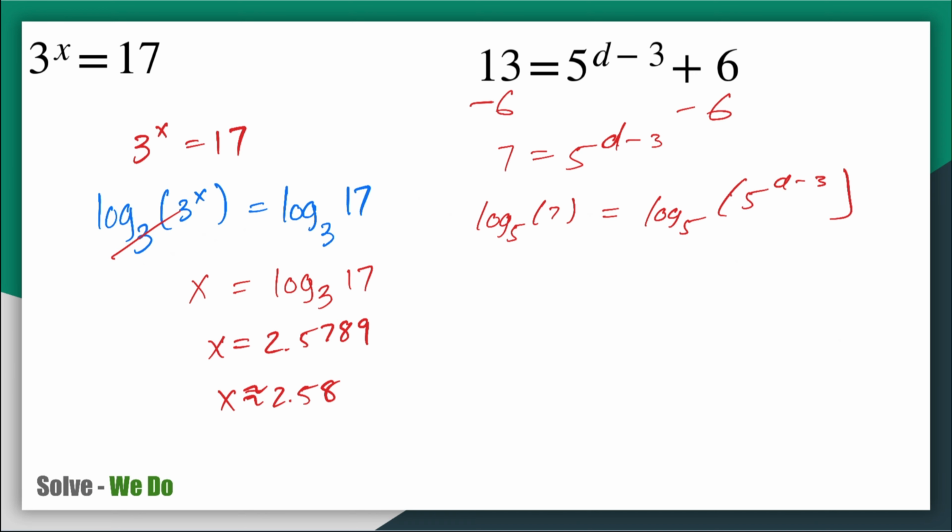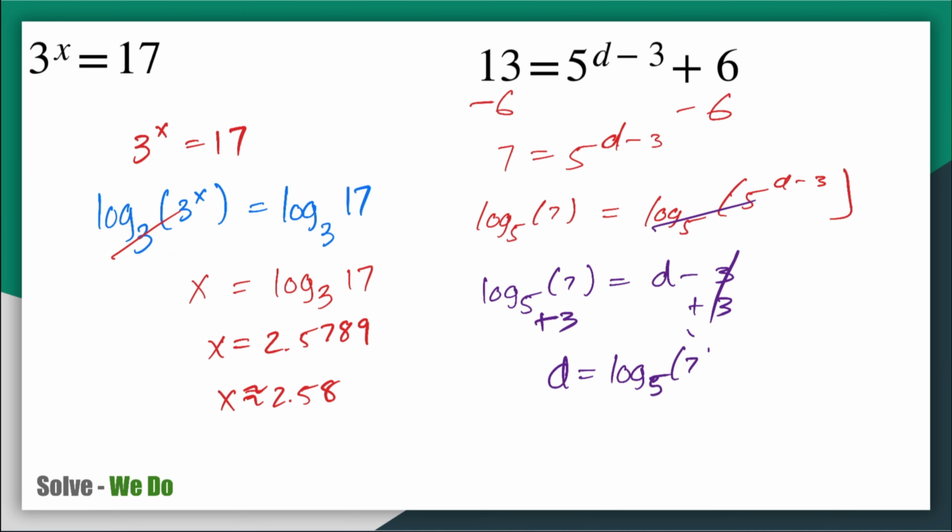Okay, that's going to cancel here, and I'm going to end up with log base 5 of 7 is equal to d minus 3. And now I can solve for d. So I add 3 to both sides, cancels, and I get d is equal to log base 5 of 7 plus 3.